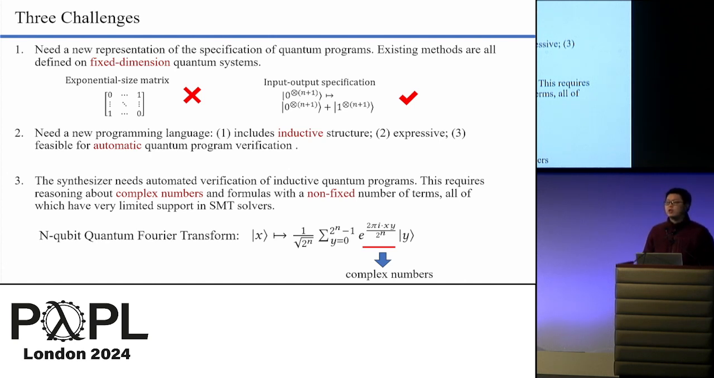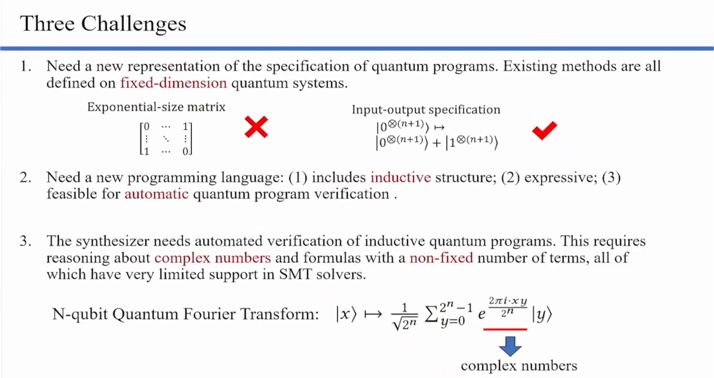The second challenge is that we need a new programming language that includes loop and recursive structure to make it more scalable to large-scale programs. And this new language must also be feasible for automatic verification, and expressive enough to express the common features in quantum states. The third challenge is a quantum-specific challenge that comes from the verification of quantum programs.